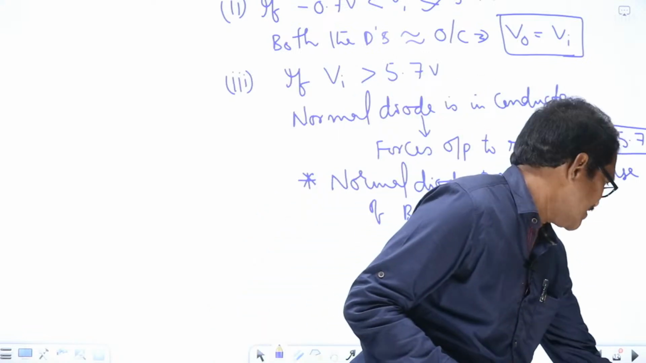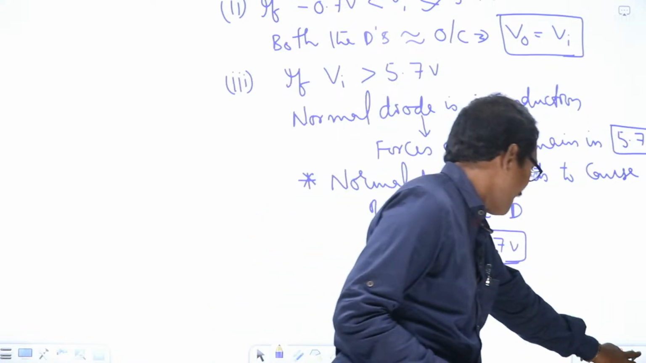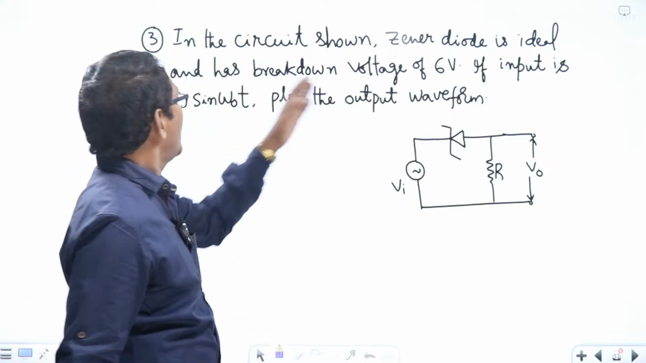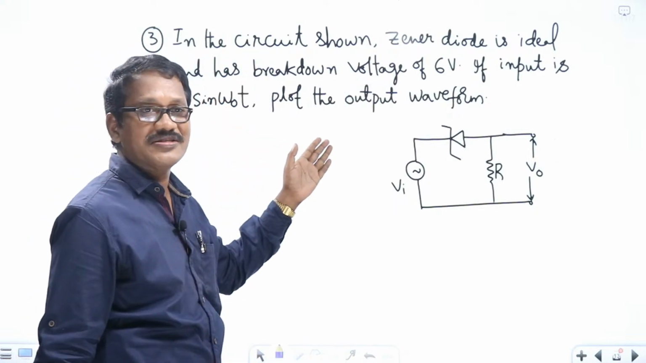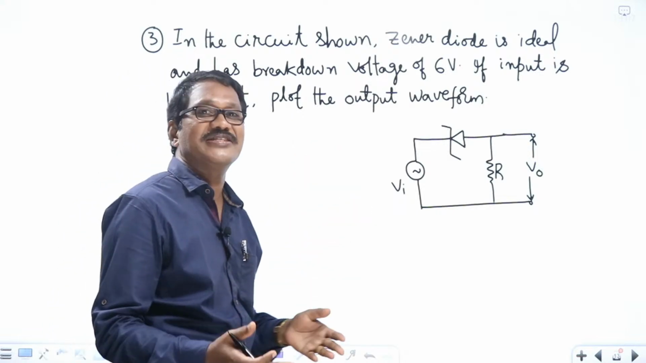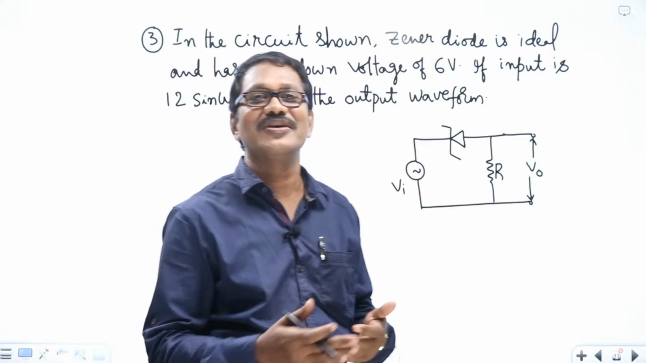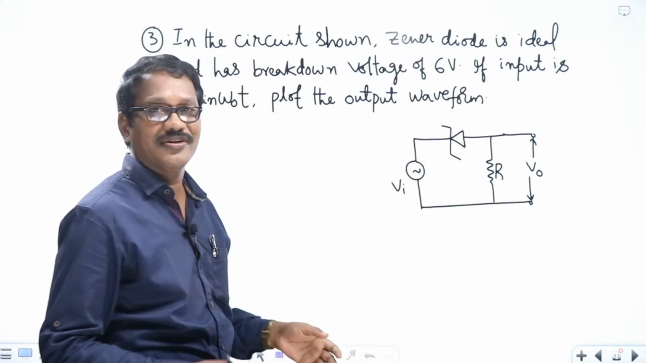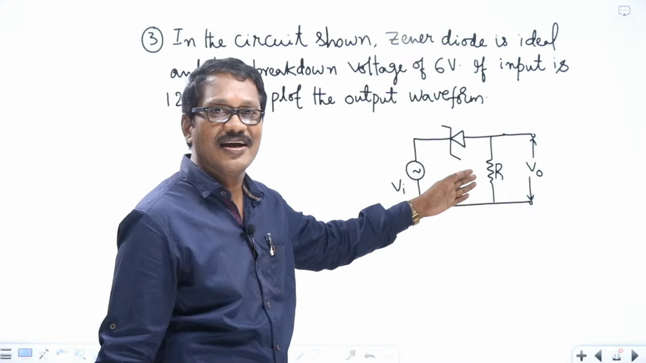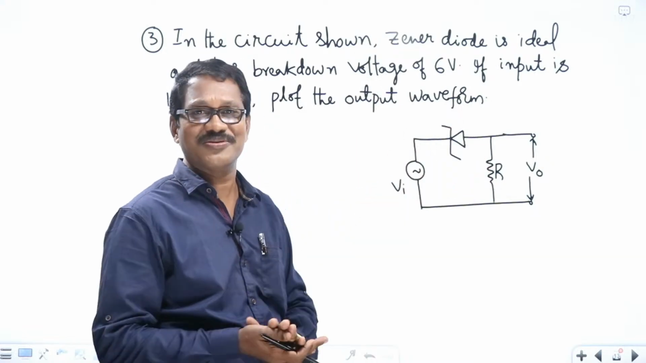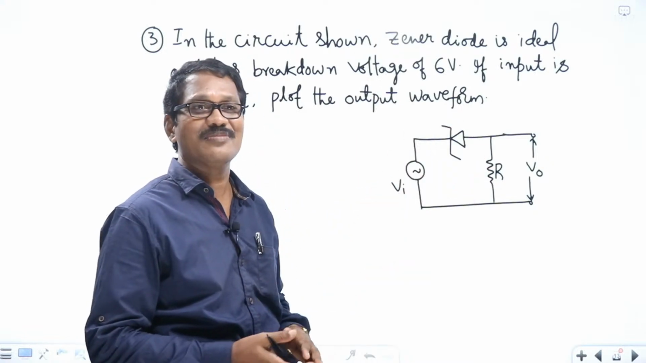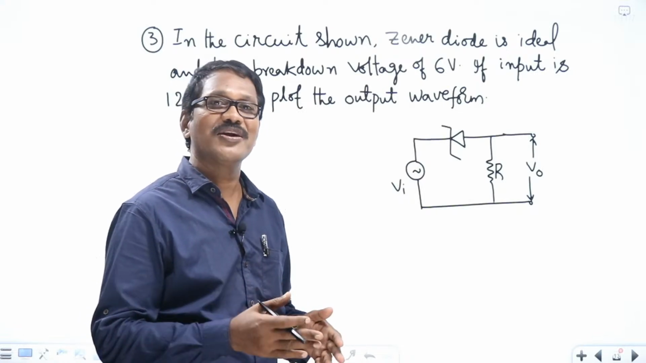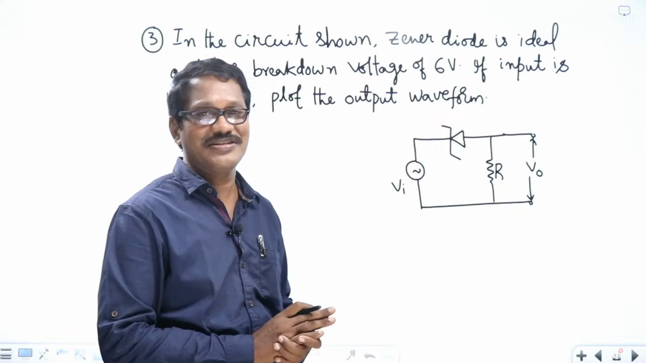So let us see the next problem. In the circuit shown, the Zener diode is ideal. What does that mean? Delta Vz, the change in Zener voltage, is assumed to be 0, and the dynamic resistance is assumed to be 0. That means once it is forward biased, it can be replaced directly by a short circuit. If it is reverse biased but not in breakdown, it can be replaced by an open circuit. If it is in breakdown, it can be replaced by a battery of Vz volts.